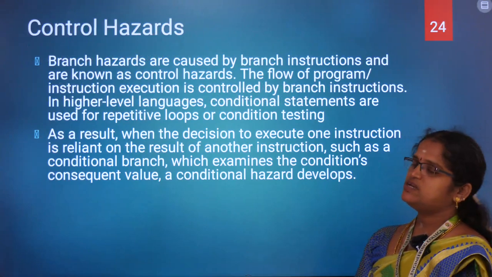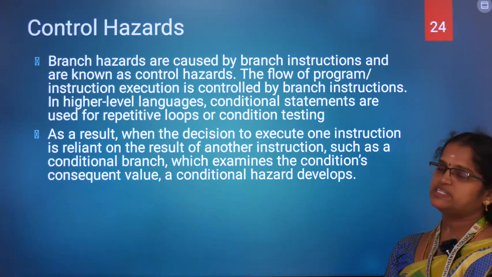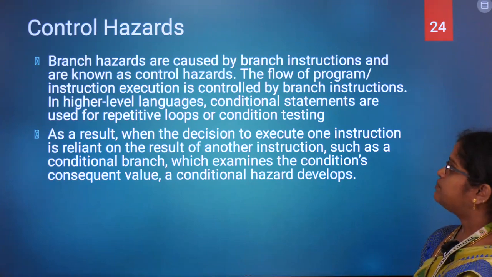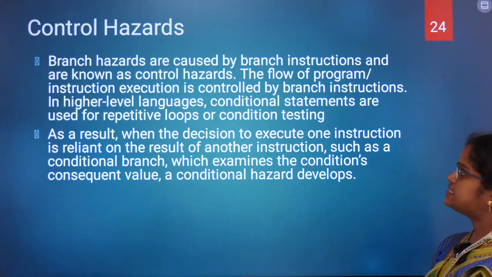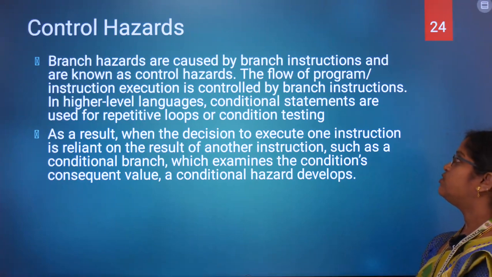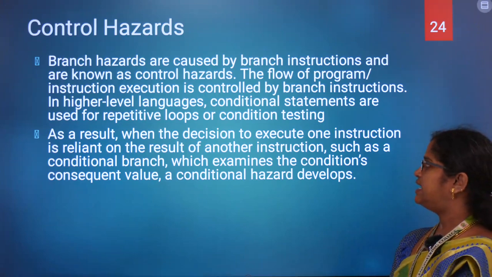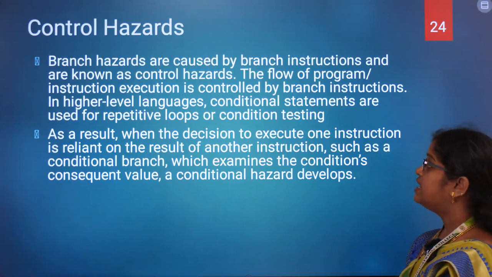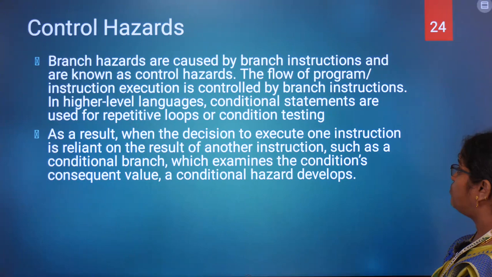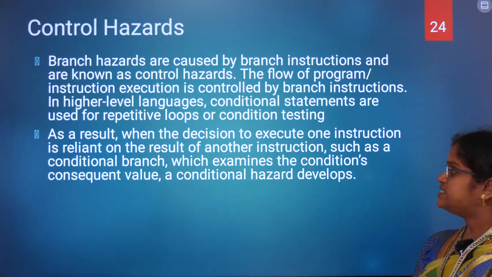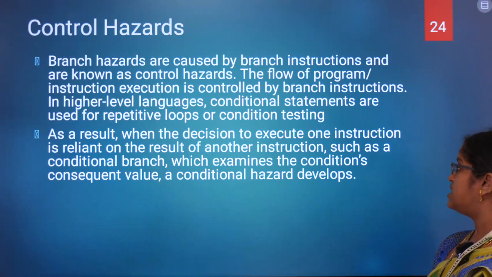Control hazards. A control hazard most probably happens when we use branching instructions or jumping instructions. At that time the control hazard has to happen. So hazards caused by branch instructions are known as control hazards. The flow of program instruction execution is controlled by branch instructions in higher level languages. Conditional statements are used for repetitive loops or condition testing. As a result, when the decision to execute one instruction depends on the result of another instruction, such as a conditional branch which examines the condition's resulting value, a control hazard develops.